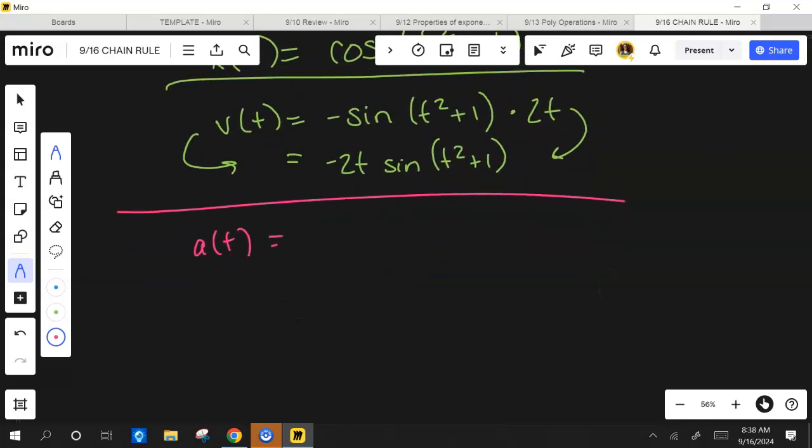All right. If I need to find the derivative here of velocity to find acceleration, what do you notice?